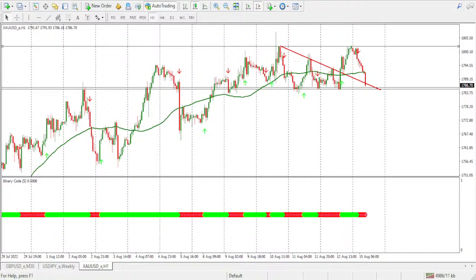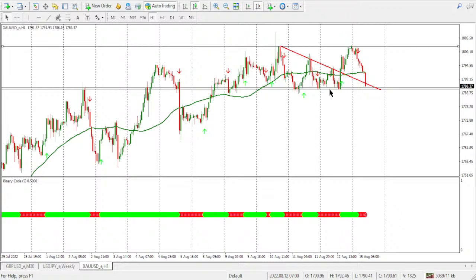If the price fails to break below these two lines, which is 1785.85 and the next one is 1785.18, then this here will give us the best place to look for a buy from.